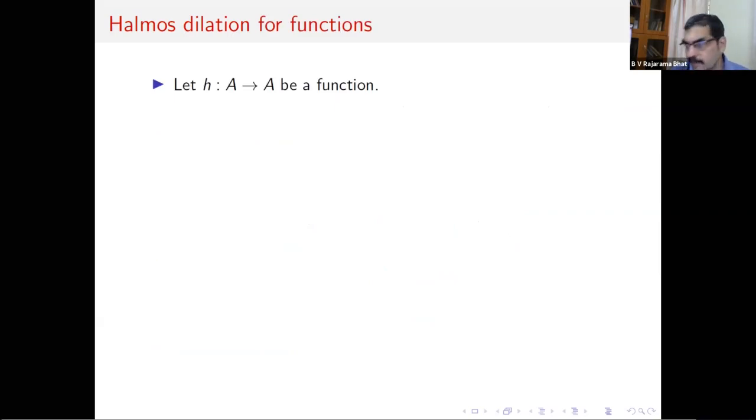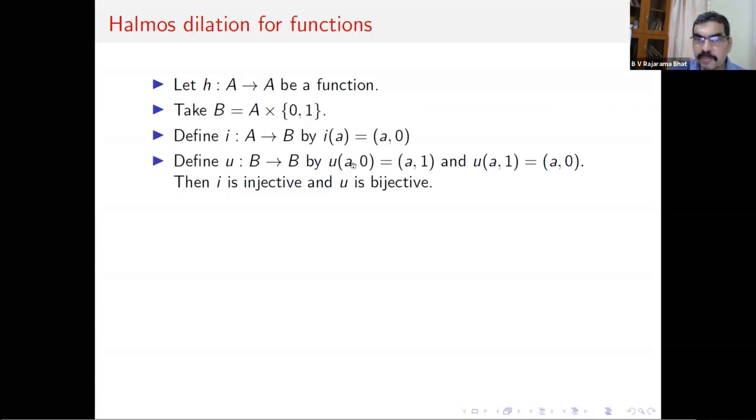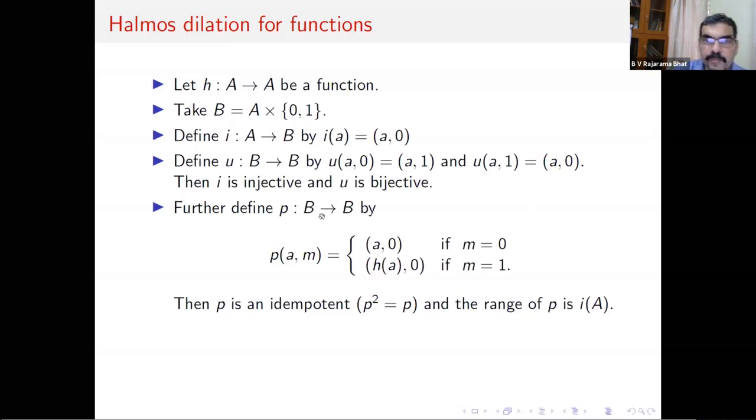So let us see the Halmos dilation for functions. You take a function from A to A for some set. You need two copies of A. You just take the Cartesian product with the 2-point set {0, 1}. So these are two copies of A. Then embed A into the first copy: I of a is (a, 0). Then I want a bijection on the bigger space. The natural bijection: you send (a,0) to (a,1), (a,1) to (a,0). Just interchange the copies. Then I is injective and U is bijective. Then I want a compression on the bigger space, which maps B to B, right? So here it is, P from B to B.